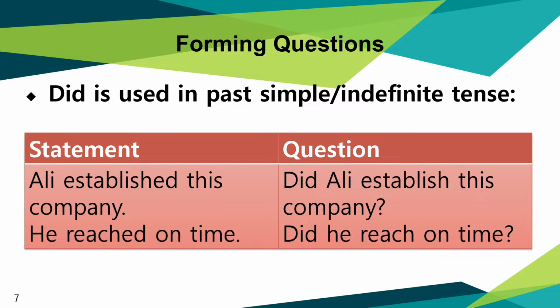Did is used in past simple and past indefinite tense. Ali established this company. This is past simple tense. Did Ali establish this company? He reached on time. Did he reach on time?